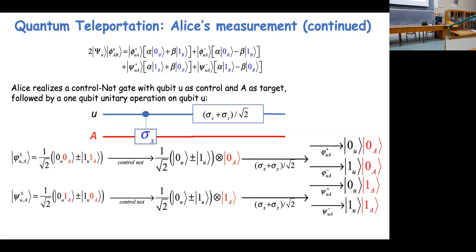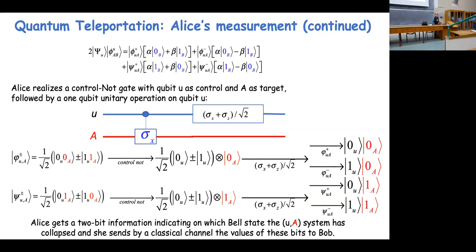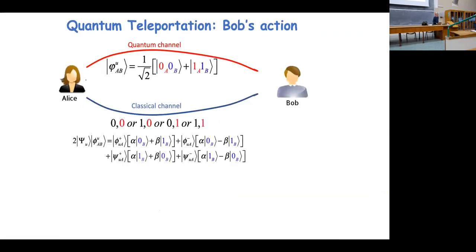So I let you do that as an exercise. It's not difficult. In the end, Alice gets, as I said, 2 bits of information. And depending upon which bit she gets, Bob will know exactly what he has to do. So I summarize this here.